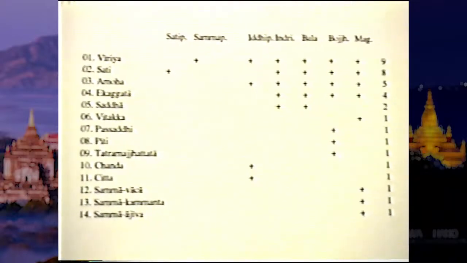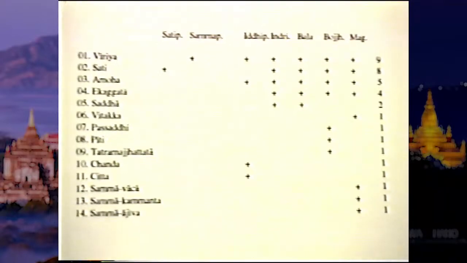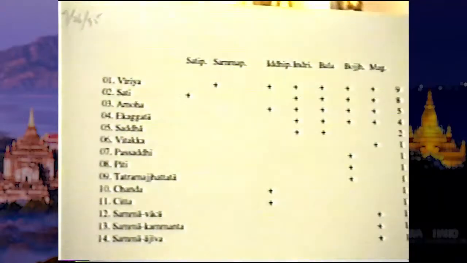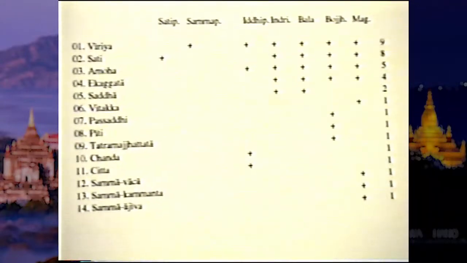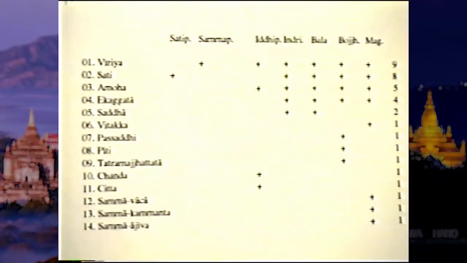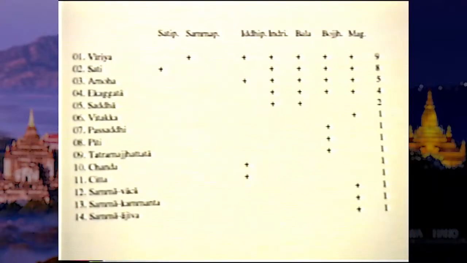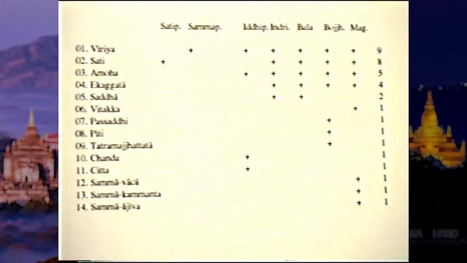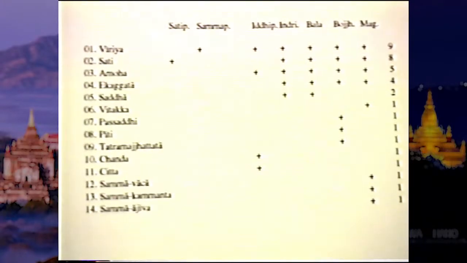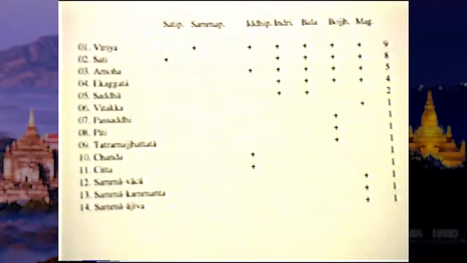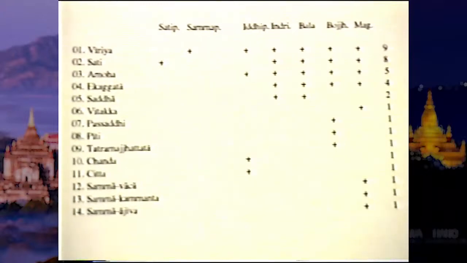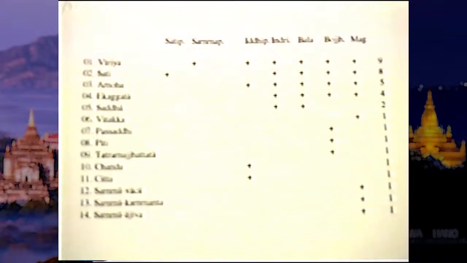So there are altogether how many? 14. But that means we take Cetasika as one, right? So 14 states are treated in this section. Now the first one is Viriya, because it has the greatest number of names, so we put it first. Viriya has 9 names. Viriya functions as 9 categories here. So what is Viriya? Sammappadhana, right? So you take 4, not 1 there. And then Iddhipada, Viriya Iddhipada, Indriya, Viriya Indriya, Bala, Viriya Bala, Bojjhanga, Viriya Sambojjhanga, and Magganga, Samma Vayama. So 1, 2, 3, 4, 5 plus 4, 9.